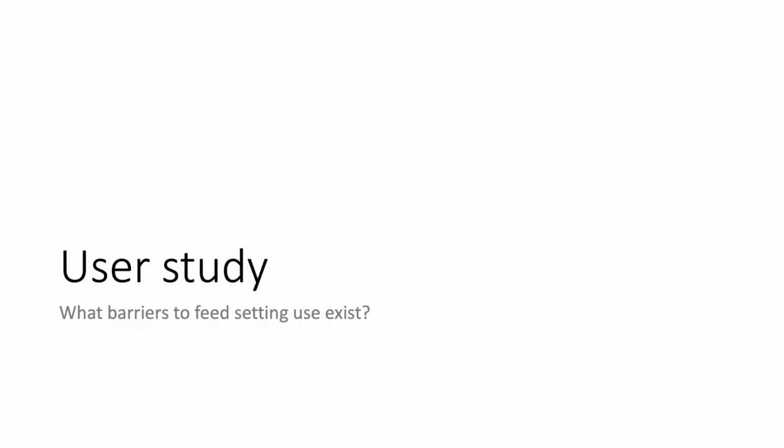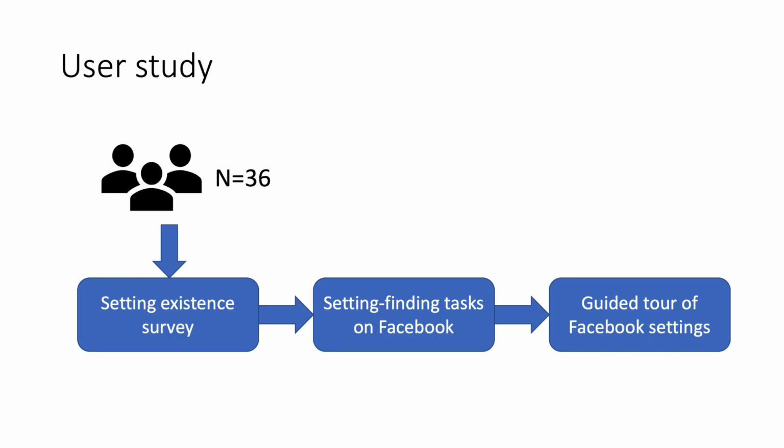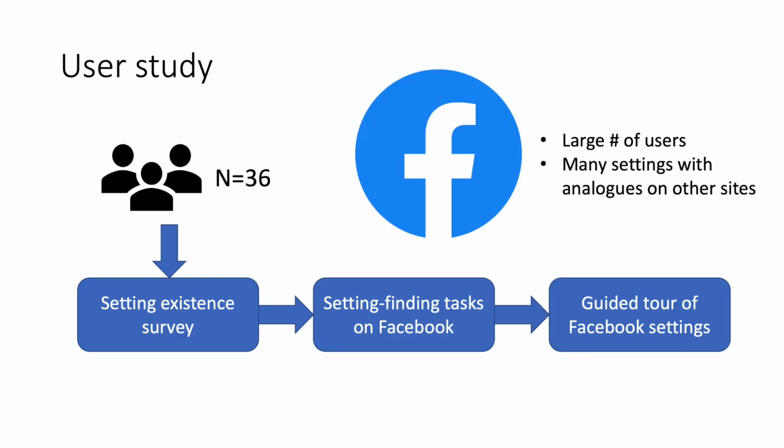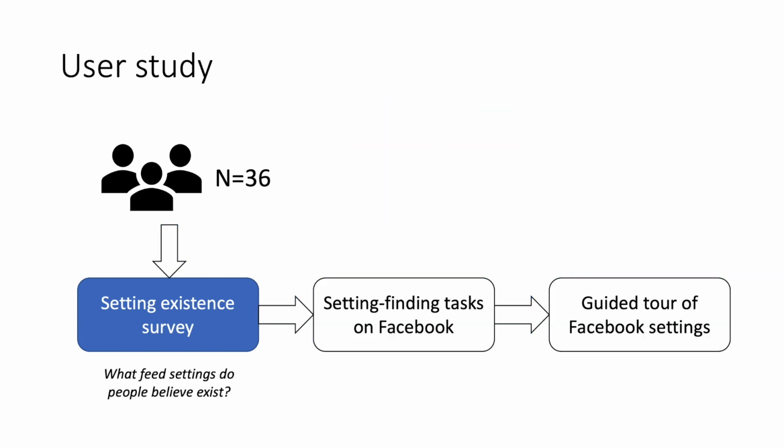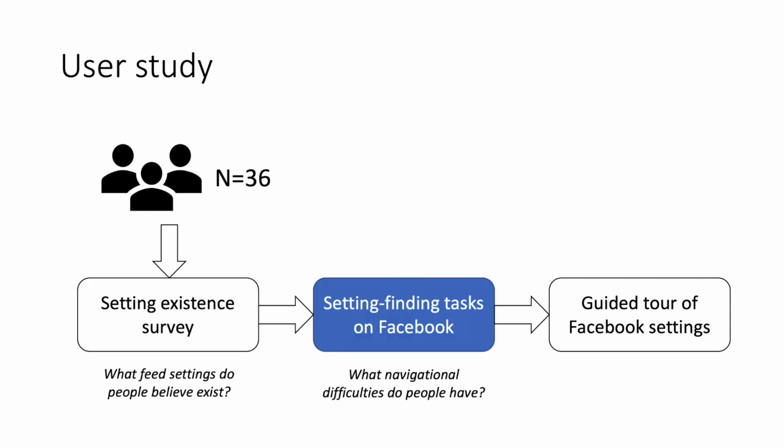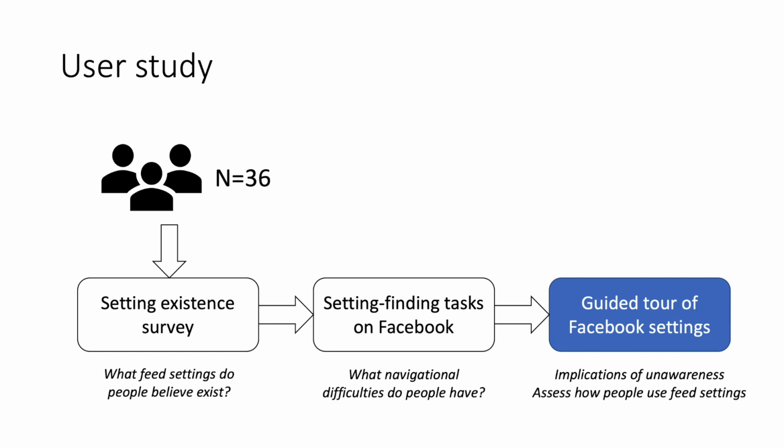Armed with these categories of feed settings, we investigated our remaining research questions about feed setting issues with an in-person user study. Here's an overview of that study. This study uses Facebook as a platform because of its large number of users and many settings that have analogs on other websites. The first part, a settings existence survey, was aimed to assess awareness of feed settings. The second part, setting finding tasks, was aimed to assess navigational issues with feed settings. And the final part aimed to find out the implications of unawareness and assess how people used feed settings.